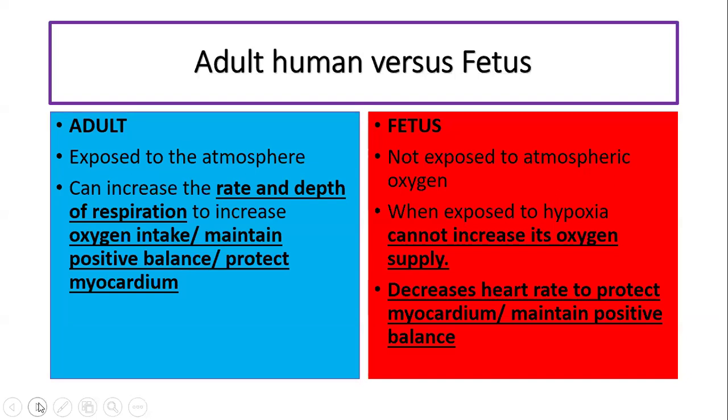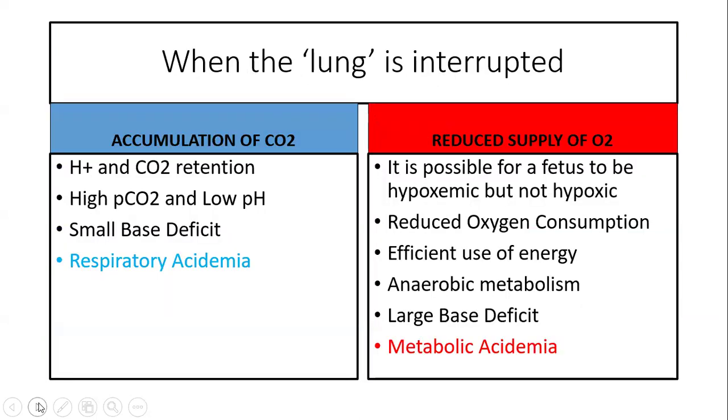And when the adult is exposed to these hypoxic changes, it will increase its rate of respiration to maintain a positive balance. The fetus, on the other hand, cannot do that, so it has to slow down its heart rate to protect its myocardium and maintain a positive balance.